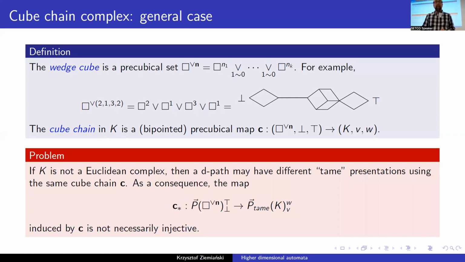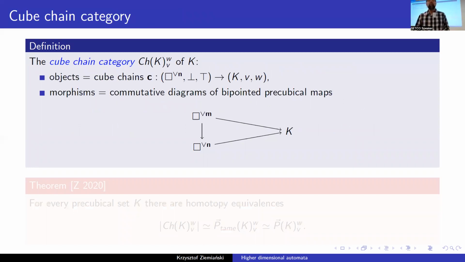But introducing this definition doesn't solve all the problems. If K is not a Euclidean complex, then your covering with tame paths lying in cube chains is not in fact a covering. The maps related to inclusions of cube chains are not injective. Every path can have many presentations which use the same cube chain. And so using the poset of cube chains is no longer enough.